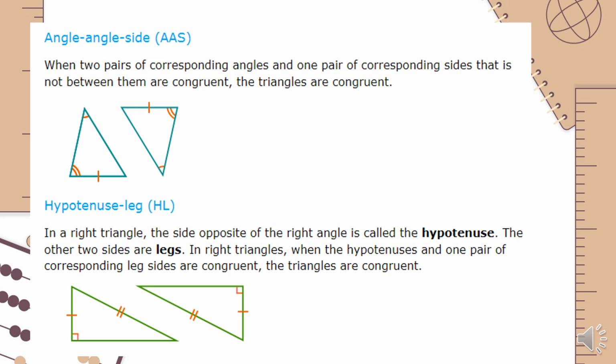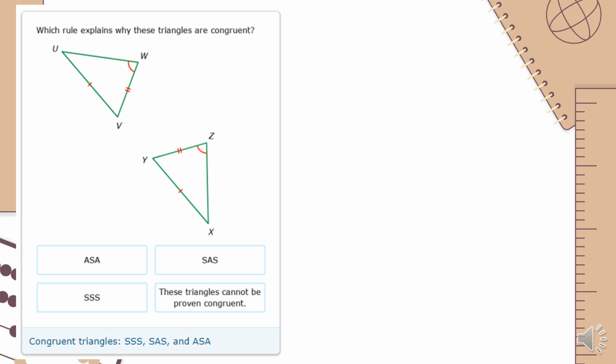No need to measure the other sides, because one angle is congruent here, and both triangles have the same hypotenuse, and also one leg is the same, so we call it HL correspondence. Now here we are given two triangles, and we have to tell which rule is applied here in these two shapes.